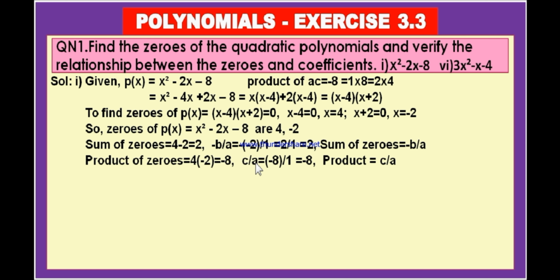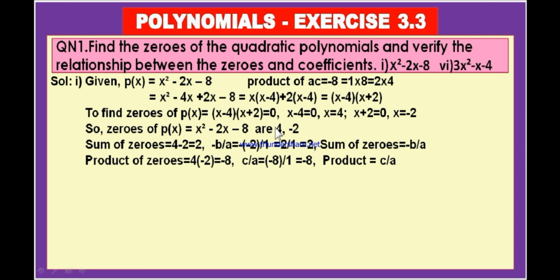Now let us find c by a. C value is minus 8 and a value is 1. Minus 8 by 1, this is equal to minus 8. If we observe these two, again these two are equal. Therefore, product of zeros is equal to c by a. Is it clear now? Students, you please verify again. Here we know that the sum of the zeros is minus b by a and product of the zeros is equal to c by a.